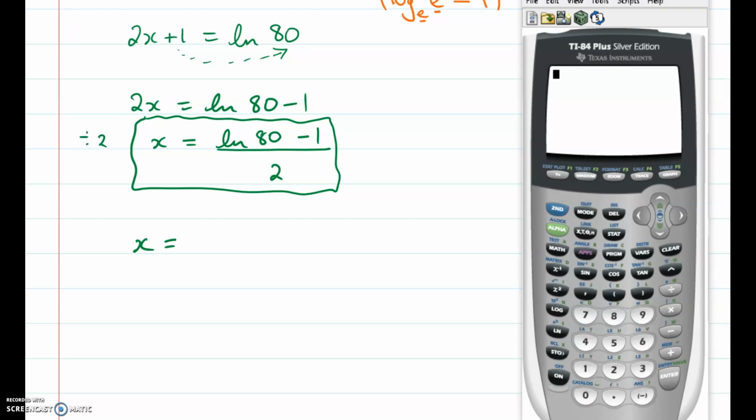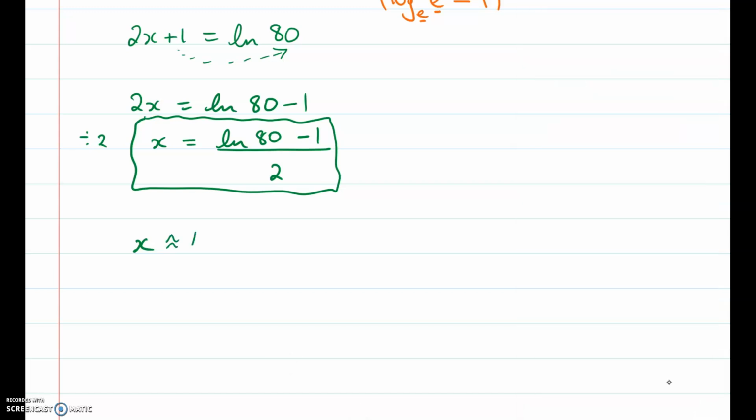So if we look this up on the calculator, we get the log of 80, close the parentheses around that. I put in an extra parenthesis by mistake, so let's take out 1. No, that did not work at all. Let's try again. Log of 80 minus 1. Okay, and press enter. That gives you the top line. Divided by 2 is 1.691. So x is approximately equal to 1.691.